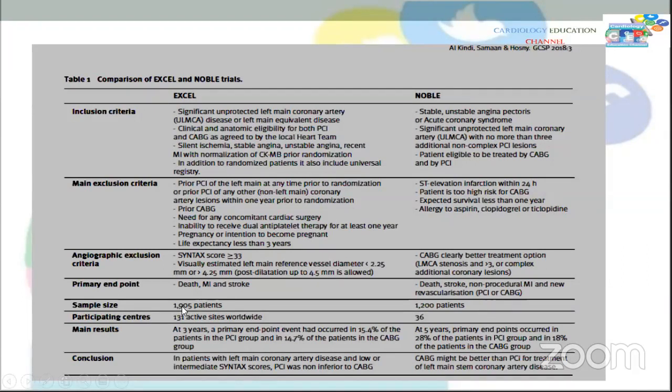This was 1,900 patients, 131 sites across the world. This one was 1,200 patients, 36 sites over Europe. The main result at 3 years, the primary endpoint was nearly the same. Here at 5 years, the primary endpoint was 10% different, 28 versus 18%. And the conclusion here, PCI was non-inferior to CABG, but here CABG might be a better option than PCI.